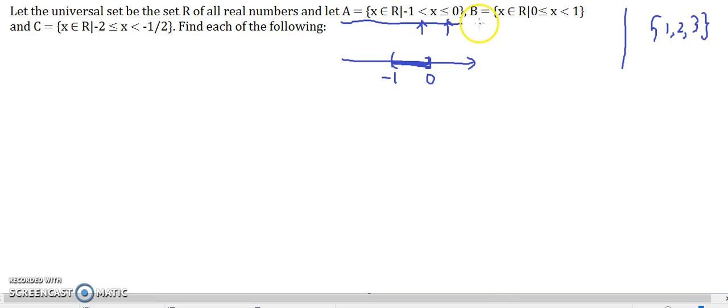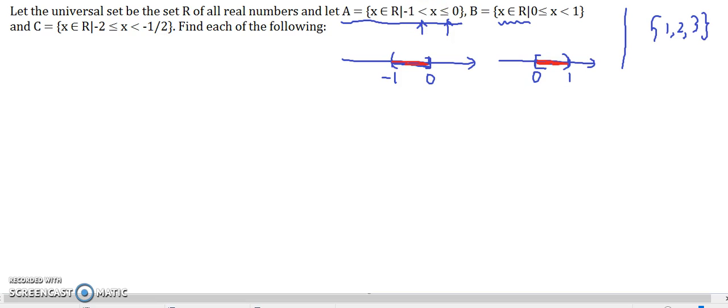And B is, if we draw a graph to describe the numbers, first of all, what kind of numbers are in B? It's x. X is a real number. And what kind of real number? After the vertical line, it tells us x is a real number between 0 and 1, including 0, not including 1. So all these numbers here. Let me use red color to highlight these numbers.